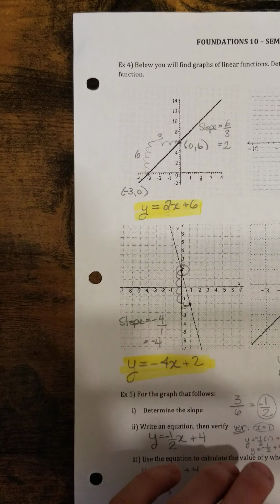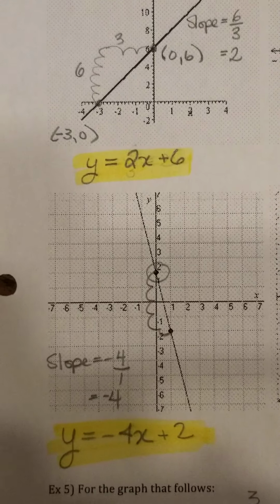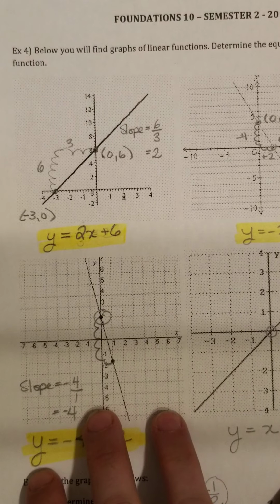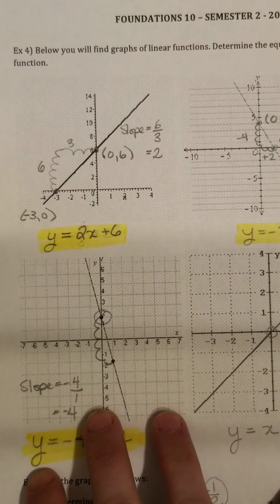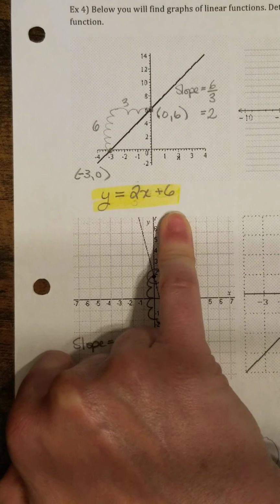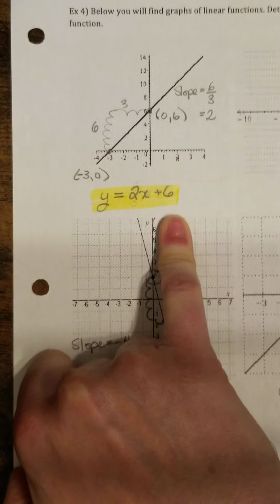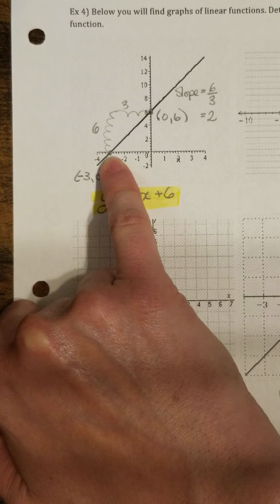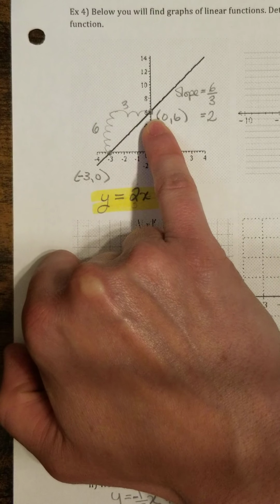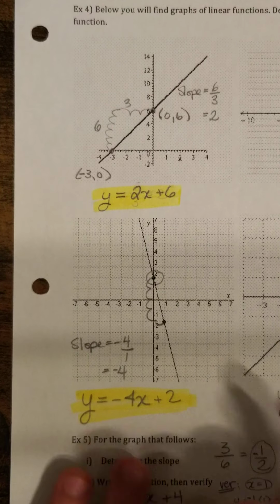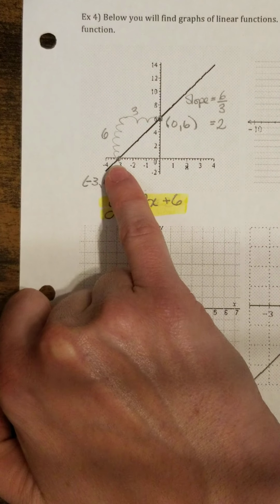Example 4 here, I'll zoom in a little bit, and I'll do these two first. So here, it says, below you will find graphs of linear functions. Determine the equation. So in this case, I give you the line and you have to tell me what the equation is. So in order to do that, the first thing we can do is find the slope. To find slope, you have to find 2 perfect points on the graph. And if you go back a couple lessons, I talked to you about what perfect points are. So I found 2 perfect points right here.